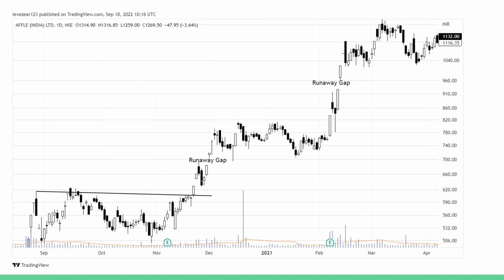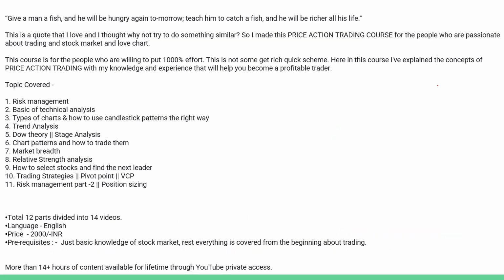Another example of runaway gap. First here we have a breakaway gap, and after that the price is moving up and a gap is formed, and after that here again consolidation breaks out, the price is moving up, and then we have another gap on the chart. The price closed around 930 and opened above 960, so there's a 30-point gap.